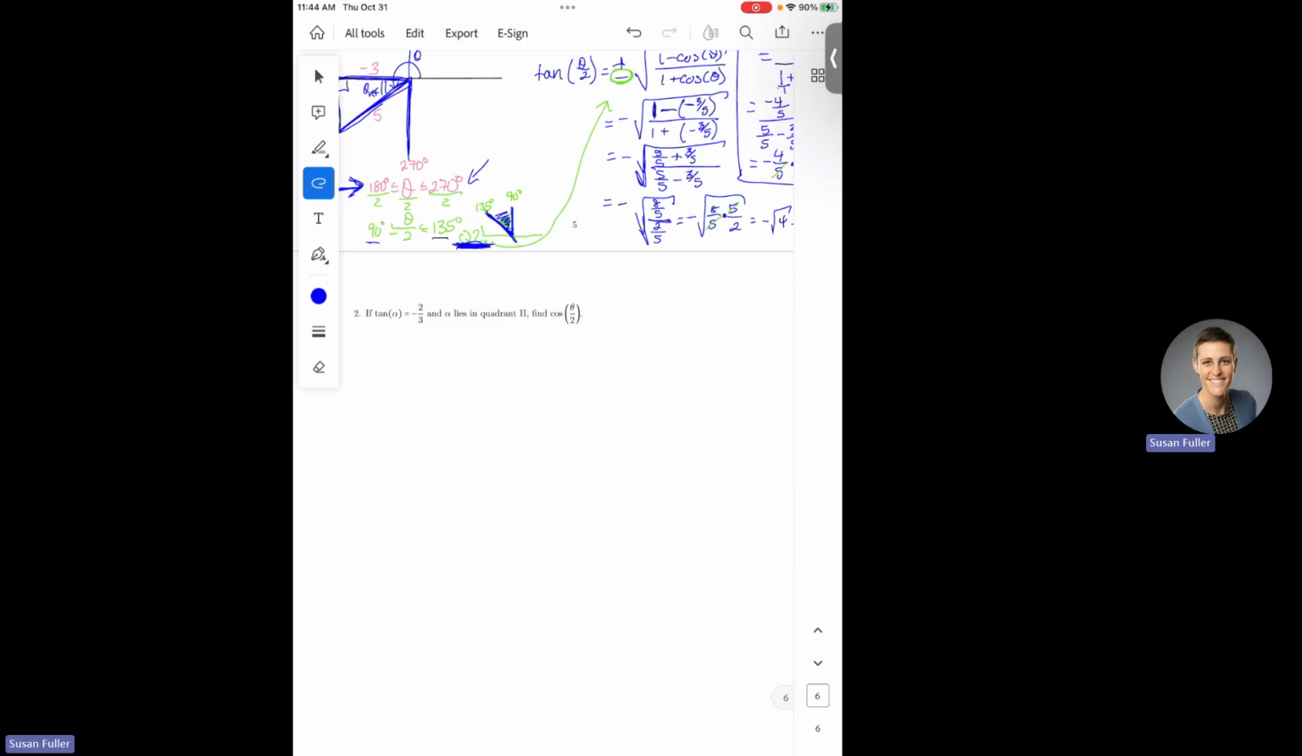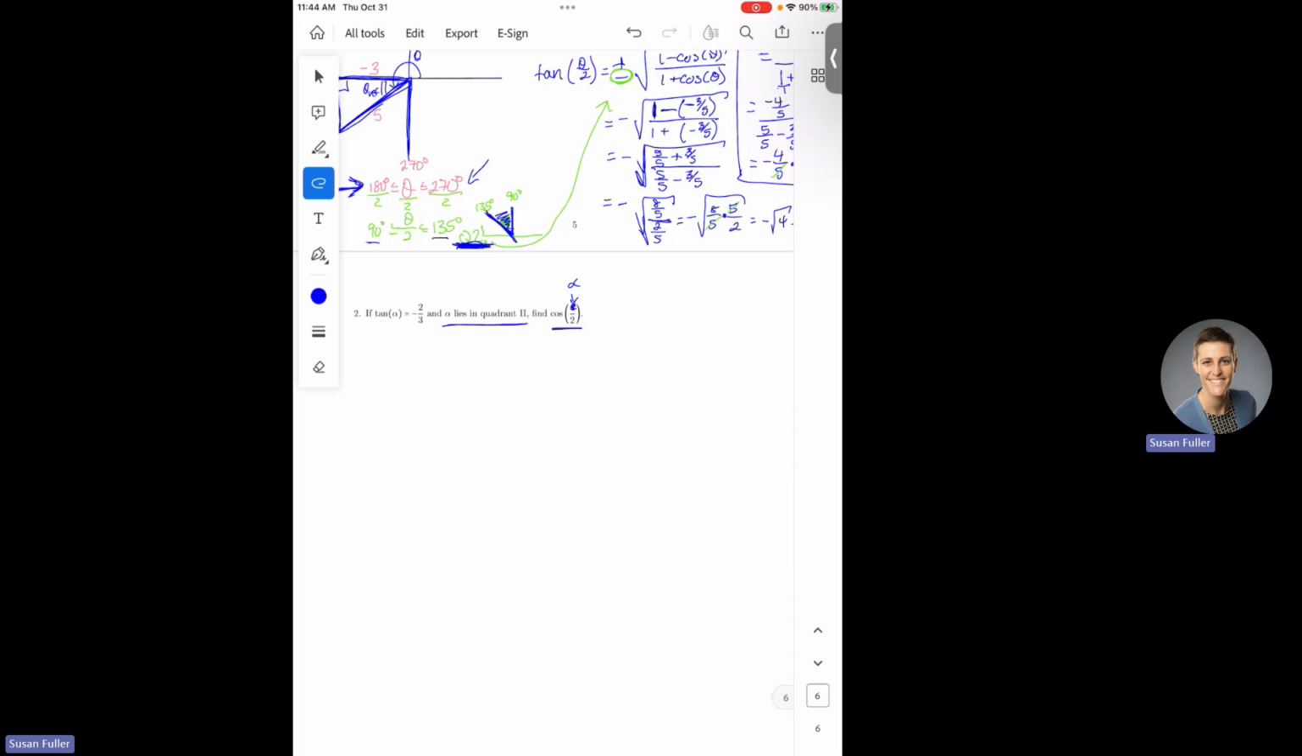Okay, so I want the cosine of theta over 2. But I don't know... Oh, sorry, these should match. These are both alphas. This should also be an alpha. Sorry, pretend that's alpha over 2 so that these are all the same angle. I don't know where alpha over 2 is, but I know where alpha lives.